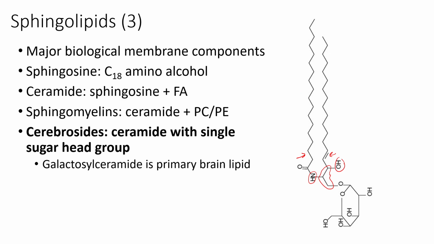And then instead of a head group, like we saw with sphingomyelin, that's made of phosphocholine or phosphoethanolamine, for cerebrosides, we have a sugar, which I am circling right now as the head group. And in the brain, the primary lipid that makes up a lot of membranes within the brain, we have galactosylceramide. So the sugar would be galactose.